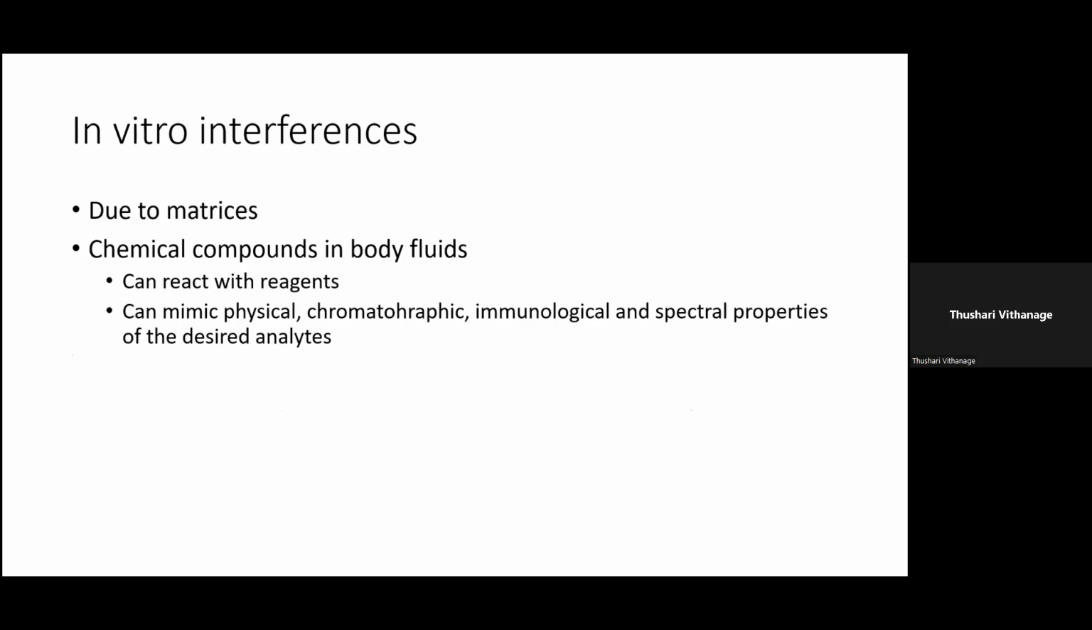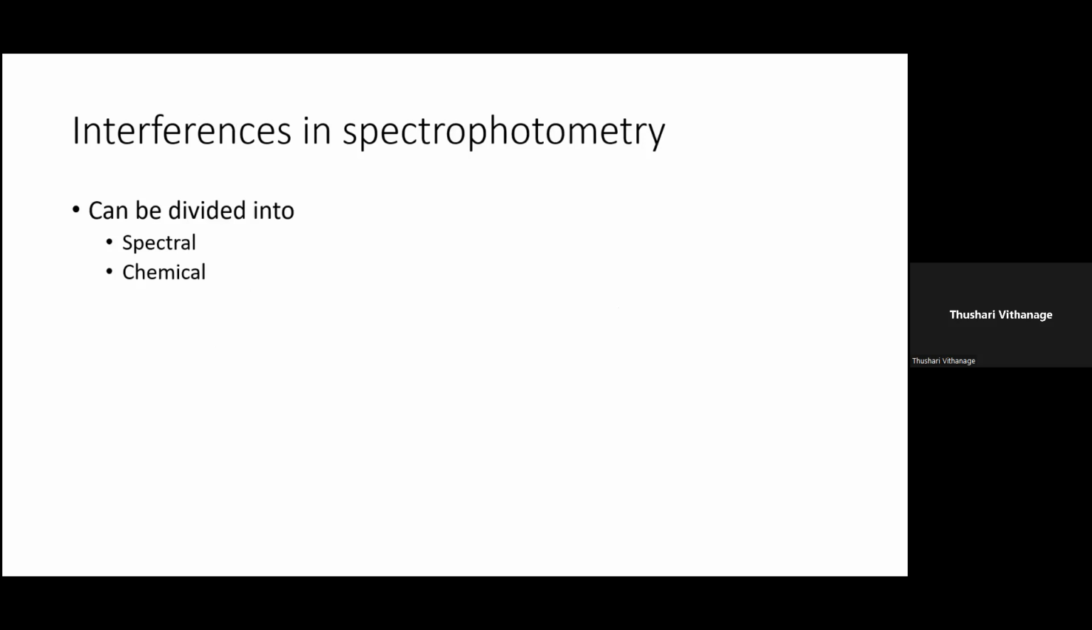When we consider interferences, in vitro interferences occur due to matrix effects. Body fluids contain chemical compounds which can react with reagents, and they can mimic the physical, chromatographic, immunological and spectral properties of the desired analytes. When we consider interferences in spectrophotometry, we can divide them into two: spectral and chemical interferences.